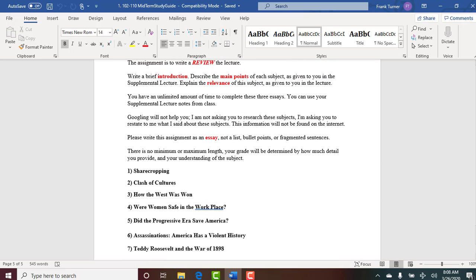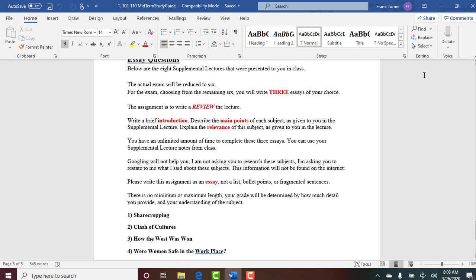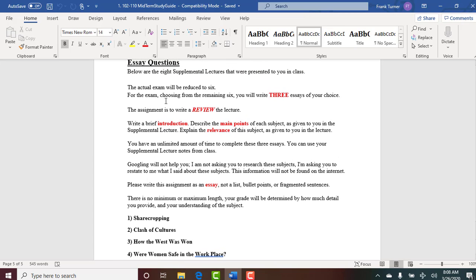The actual exam will be reduced to 6. So here we're right here, reduced to 6 for the exam. Choosing from that remaining 6, you will write 3 essays of your choice, okay? So when I say an essay, what are we talking about? We're talking about a review. You're writing a review. Very important you understand this.